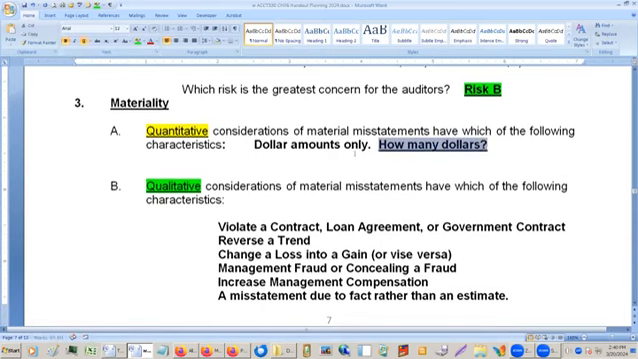And we'll see on the next page what I'm talking about. So you're trying to determine what's material. And, you know, is $10,000 material or is it immaterial and that sort of thing. And we'll figure out how we kind of come up with those ideas in a second here.